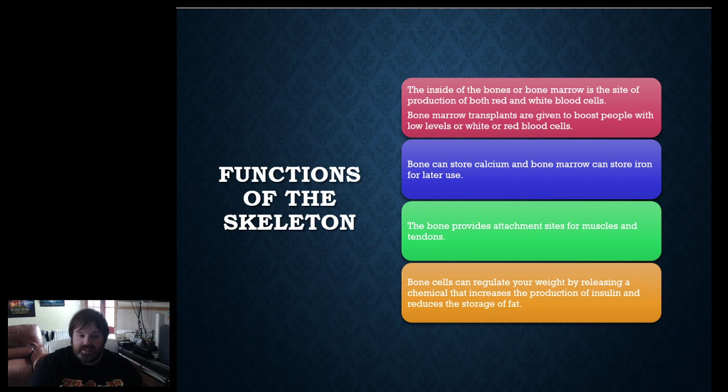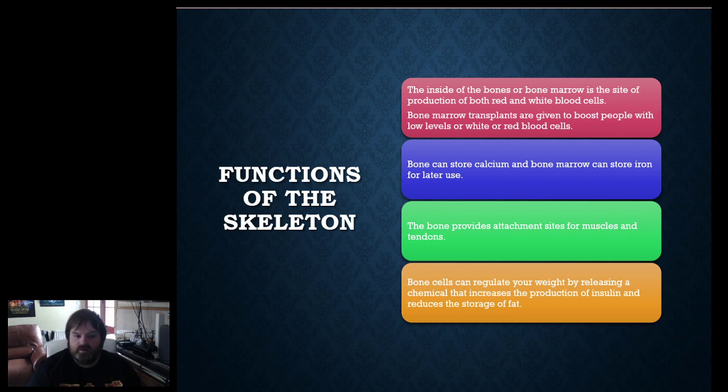So you effectively drill a hole in their hip or somewhere, you extract some bone marrow, you drill a hole in the donor's hip and you inject it in. Very painful. Very important, but very painful. Bones can also store calcium, and bone marrow can store iron for later use.